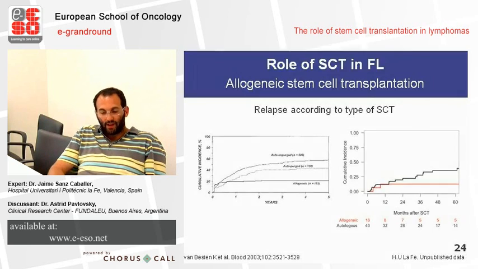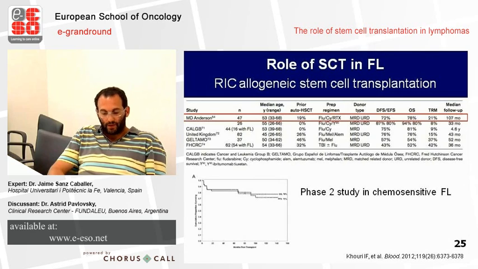Slide number 25. In the earlier studies of allogeneic stem cell transplant for follicular lymphoma patients, myeloablative regimens were primarily offered and yielded lower relapse rates compared with recipients of autologous transplant. However, the high non-relapse mortality associated with the ablative regimens mitigated the benefit of a lower relapse risk.